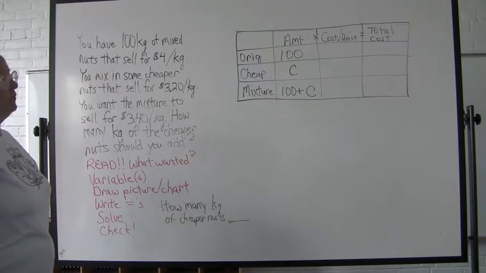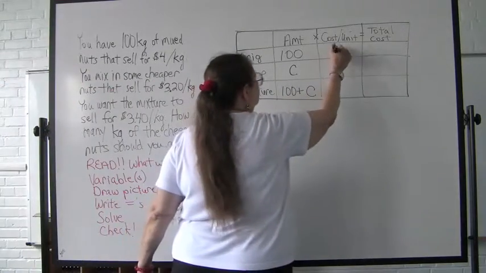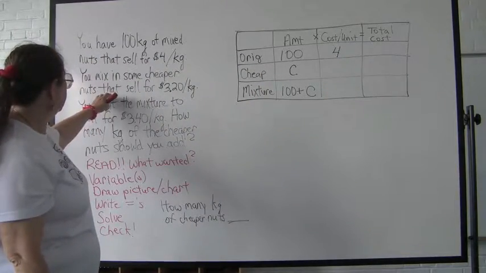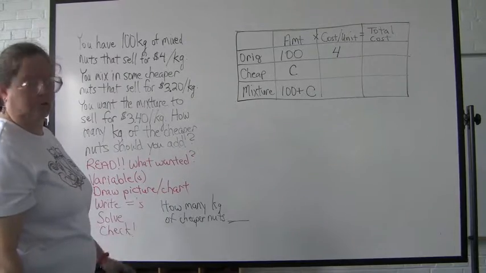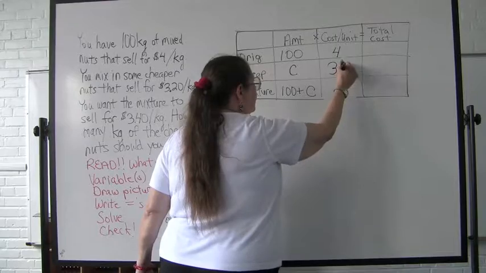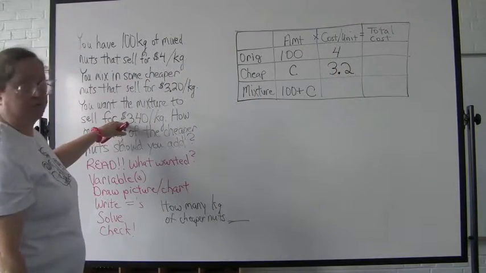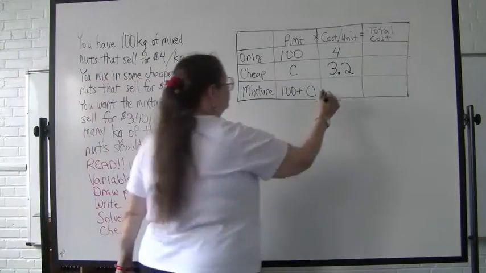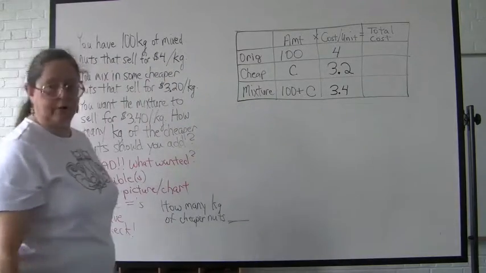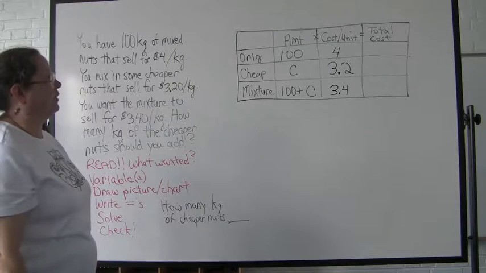Now the original nuts, the expensive ones, sold for $4 per kilogram. Okay. And the cheaper nuts sell for $3.20. So I'm going to use 3.2 there for 3.20. And we want the mixture to sell for 3.40. Okay, now once we get to there, we're home free, because again, we just multiply straight across to get what goes in the last columns.